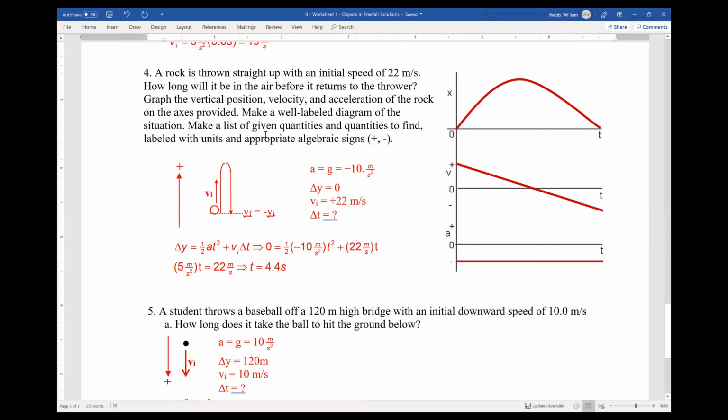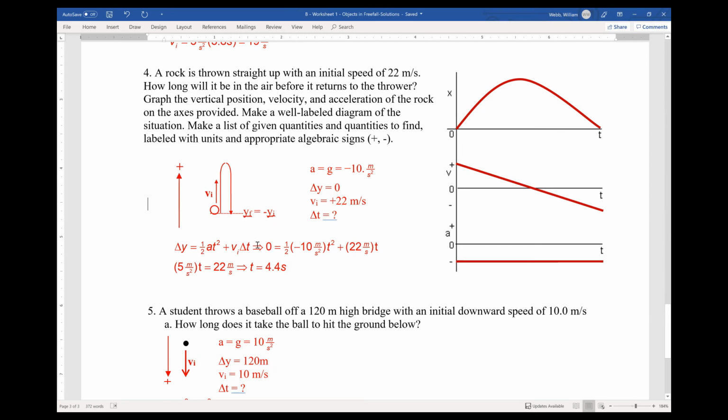And then in terms of listing the quantities, acceleration is due to gravity, so it's the -10. The change in position would be 0 because it starts at that certain height and ends at the same height. The initial velocity is 22 in the upward direction, and we're trying to find time. So I just used the second kinematics equation.